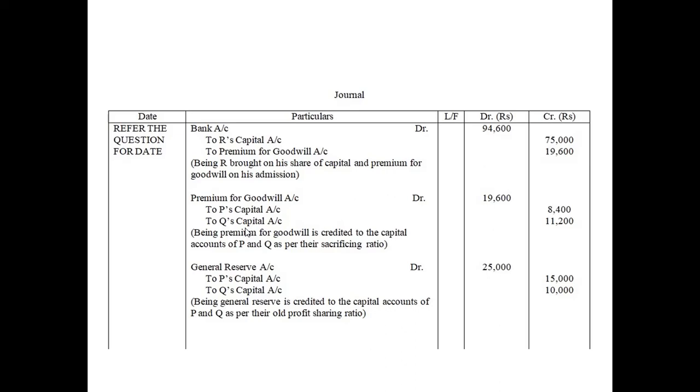So if nothing is mentioned in the question regarding general reserve, like in this question nothing is mentioned that general reserve will be continued or not, okay. So if nothing is mentioned, then the general reserve will be distributed between the old partners as per their old profit sharing ratio, okay. So the old profit sharing ratio is 3:2. So the amount of general reserve, that is 25,000, will be shared between P and Q as per the ratio 3:2, okay.